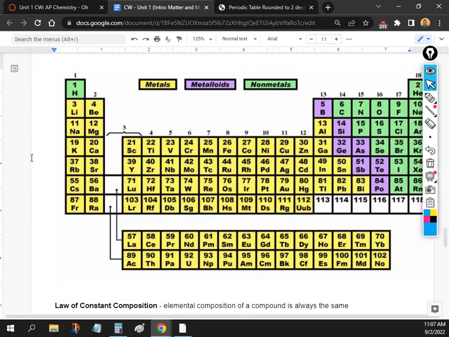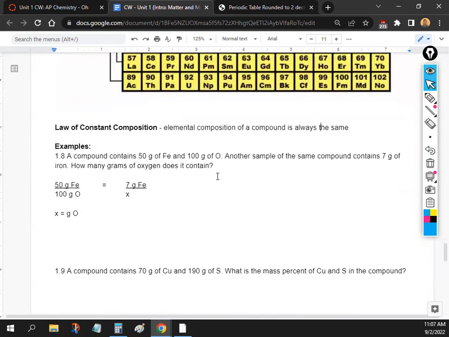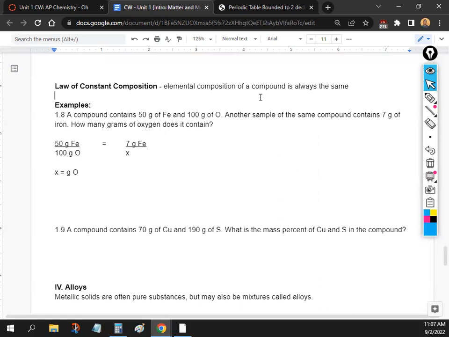You guys don't need to memorize in order what are the metals and non-metals. Just know generally where they are. Okay. Left side and bottom are metals. That's for you, this side. And then right side is going to be the non-metals. And metalloids are kind of in the middle, okay? All right. Law of constant composition, and this is going to be a calculation.